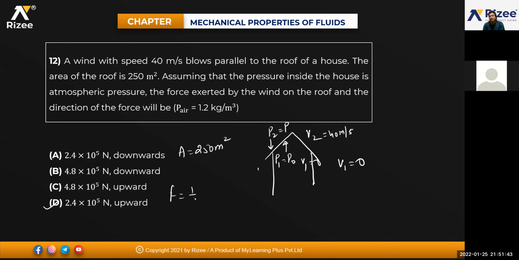F is equal to half into rho into (V2 square minus V1 square) into area of cross section. So that is half into the density of the air. This is not pressure, this is the density of air. Density of air is 1.2 kg per meter cube. So it is half into 1.2 into velocity V2 which is 40 square, V1 is equal to 0, into area. Area of cross section is 250. Simplify it, we'll get the answer for this one.